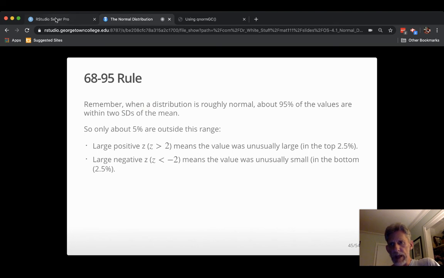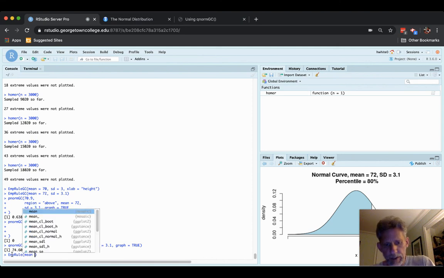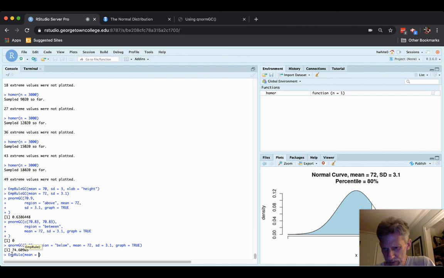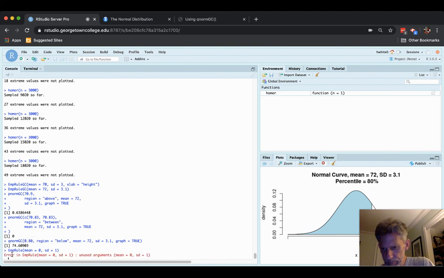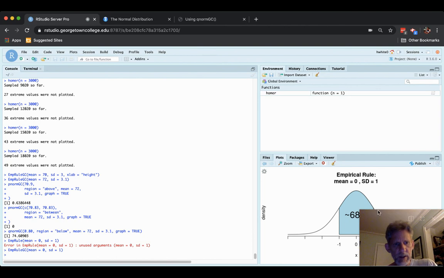So if we could just go back to our studio for a minute, I'm going to ask for the imp rule, GC, mean equals 0, SD equals 1. Oops, I'm sorry, I have a typo. There we go. And let me take away my picture.